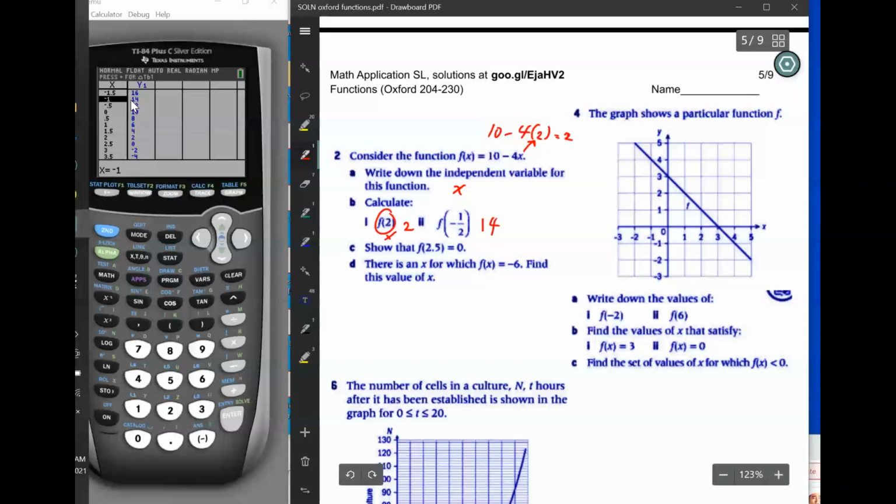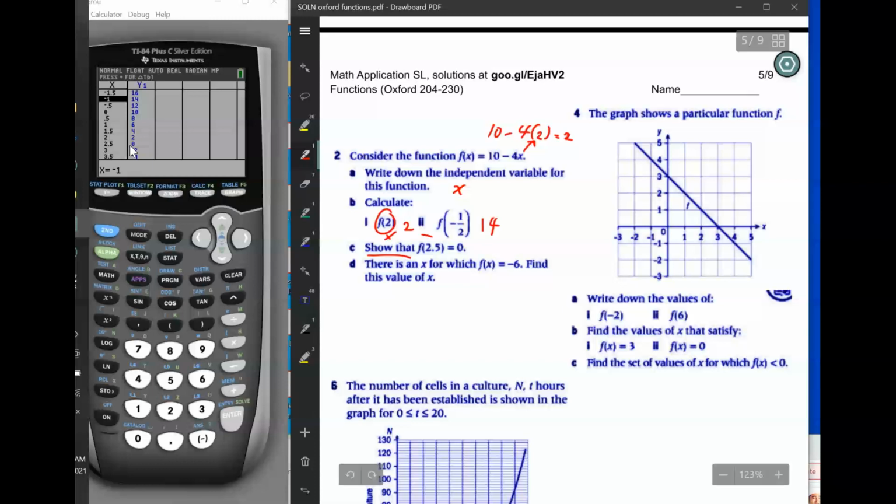Then it says, show that f of 2.5 equals 0. Now, this show that is kind of annoying because looking on the table, we can see that x equals 2.5 does correspond to y equals 0, right? But that is not showing, okay? Showing basically means algebra. Use algebra to do this.